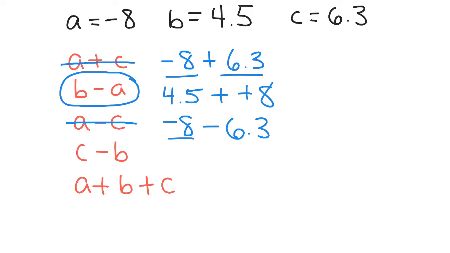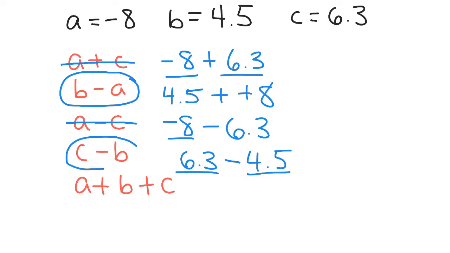C minus B, 6.3 minus 4.5. We have more positive, 6.3 minus 4.5. We're going to end up with a positive here, so that one is positive.